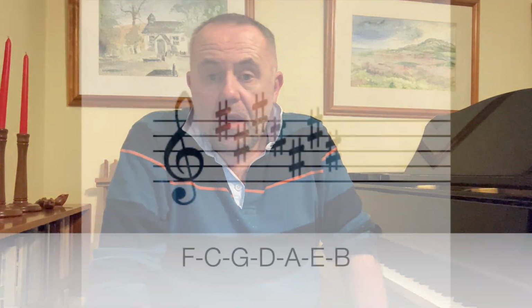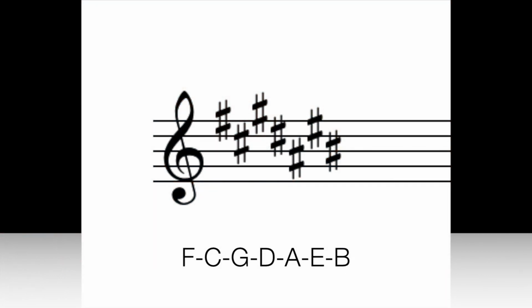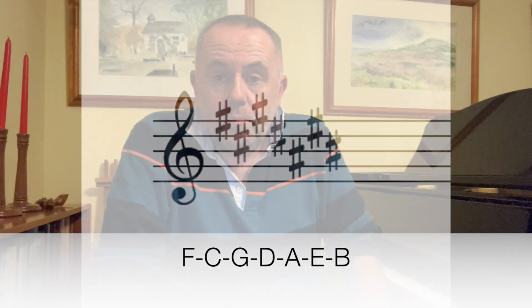And here's the second very important fact. Sharps always appear in a key signature in this order: F, C, G, D, A, E, B. Always. No exceptions. And to help you remember the order of F, C, G, D, A, E, B, learn this single sentence. Father Charles goes down and ends battle.